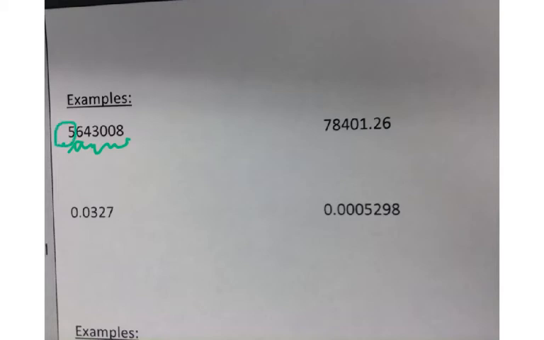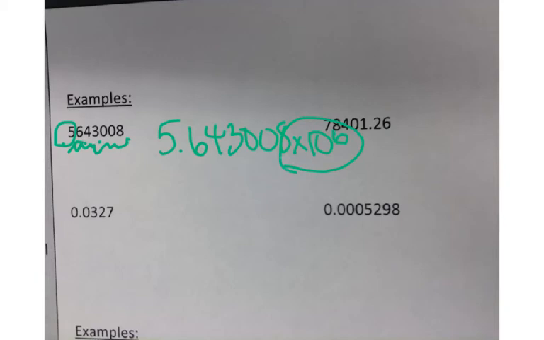So in this case, you would have to get it to 5, because if I stopped in between the 6 and the 4, it would be 56, which is not in between 1 and 9. So my final number would be 5.643008 times 10 to the, and I moved it over 1, 2, 3, 4, 5, 6. So that would be to the positive 6th, which is basically saying times 10 to the 6th is the same thing as 1 million. So I'm saying 5.643008 times 1 million. It is saying the exact same thing.